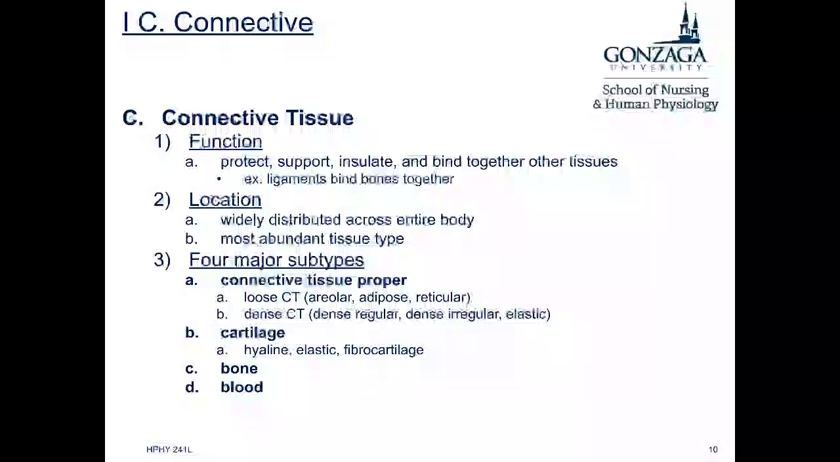So the first is what we call connective tissue proper, which is also further divided into loose connective tissue or dense connective tissue. Second type of connective tissue is cartilage, and it has hyaline cartilage, elastic cartilage, or fibrocartilage. And then the third and fourth are a little more straightforward, bone tissue and blood. So you may not think of those as connective tissue, but they are in fact.